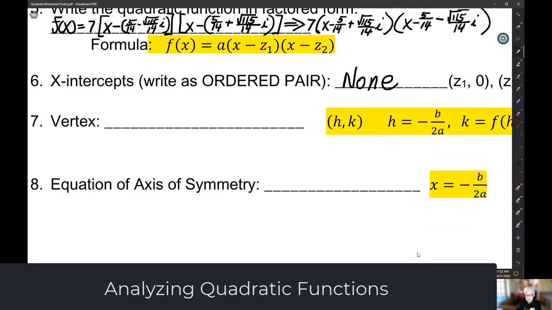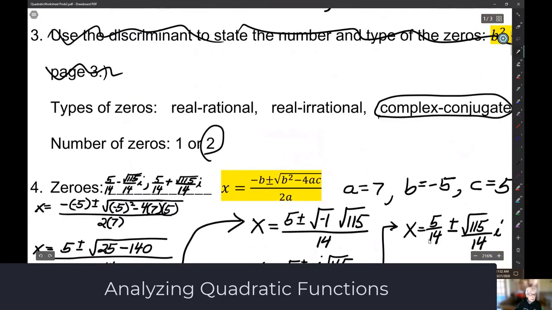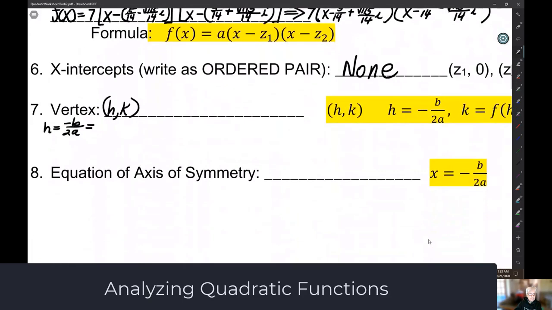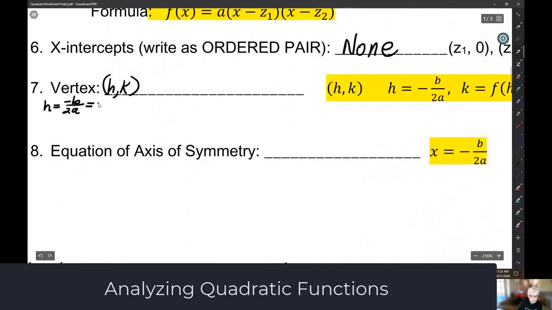Now the vertex. Okay, we do it the same way. The vertex is (h, k). h equals negative b over 2a, which equals negative negative 5 over 2 times 7. Negative b, which is negative 5, over 2 times 7, that will be 5 sevenths.